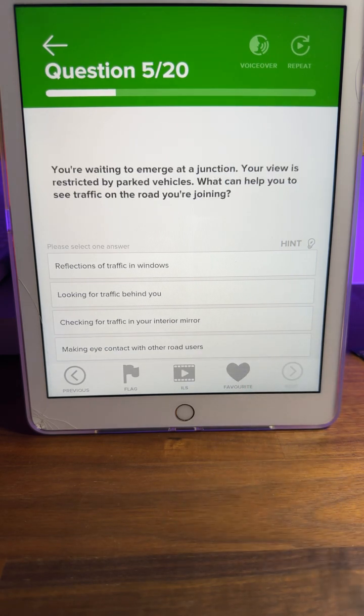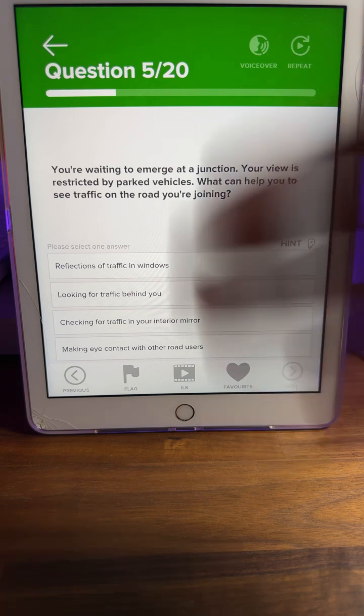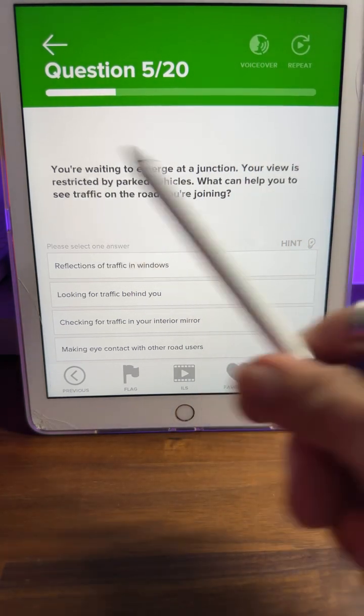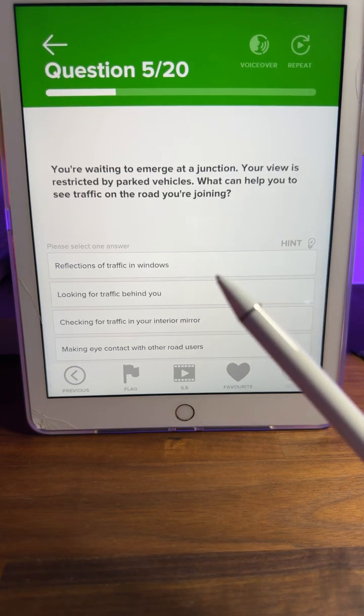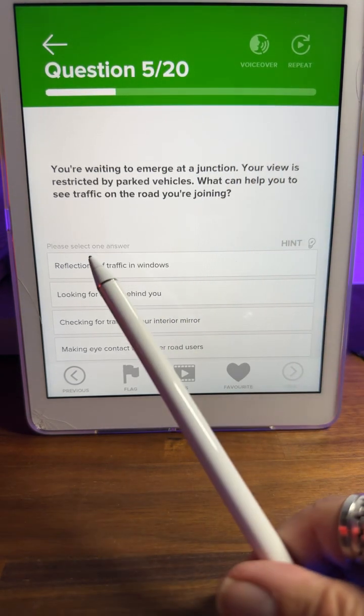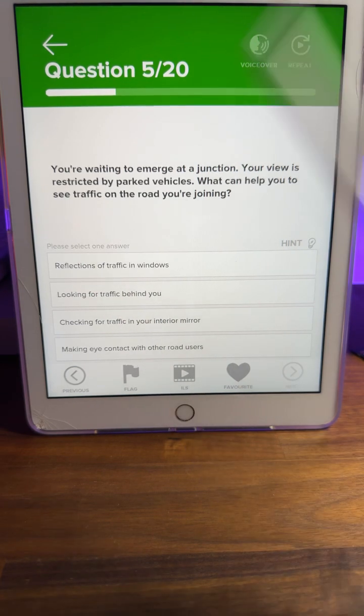Question 5. You're waiting to emerge at a junction. Your view is restricted by parked vehicles. What can help you to see traffic on the road you're joining? So again, really pick out the keywords. You're waiting at a junction. You're ready to emerge out the junction, okay? But your view is restricted by parked cars. It means you can't see. You cannot see if it's safe or clear, yeah? What can you do to help you see traffic on the road you're joining?